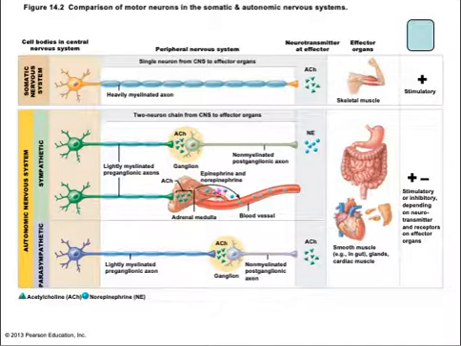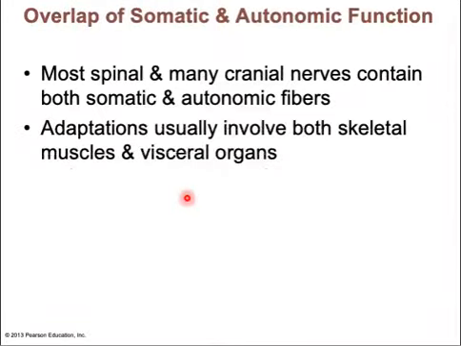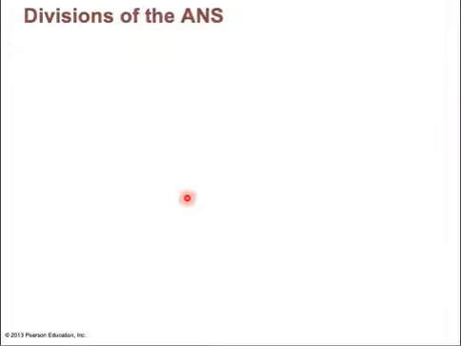of a set of structures that is held both by the endocrine and the nervous system, right? The adrenal medulla, and we can also put in there the hypothalamus, okay? So there's overlap in those two systems, and we'll learn more about the endocrine system a little bit later on, okay? There is sometimes overlap of somatic and autonomic function. Most spinal and many cranial nerves have fibers from both, and adaptations usually involve skeletal muscle and visceral organs.